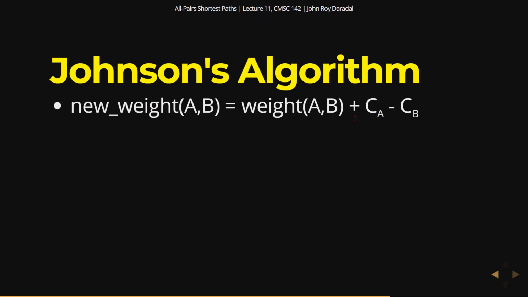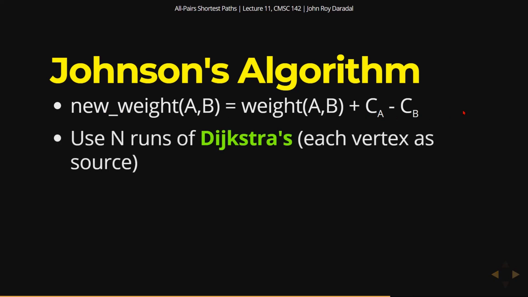After getting the associated values for each vertex, you will have to reweight all of the edges using this equation that I mentioned earlier. And after reweighting, all edges will now be non-negative. And since it's non-negative, then we can use Dijkstra's n times to get APSP. So we'll use n runs of Dijkstra's, one for each vertex as the source.